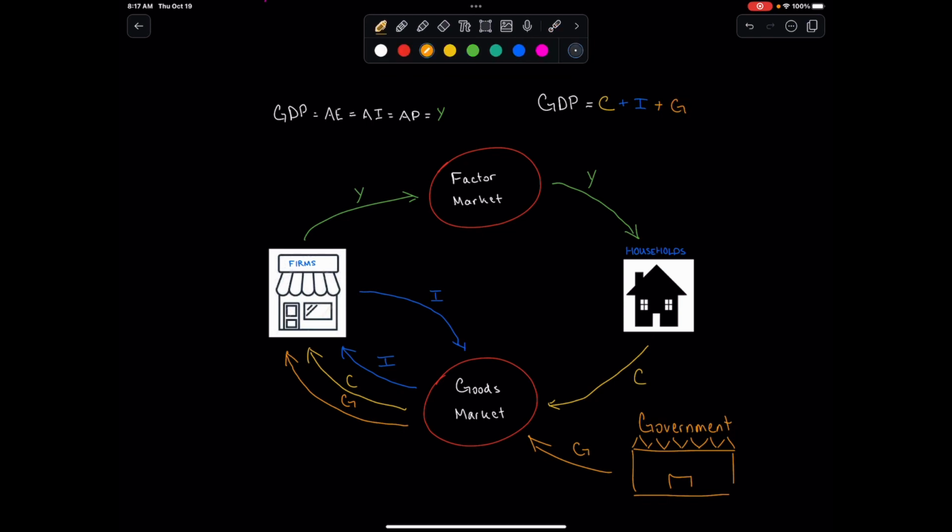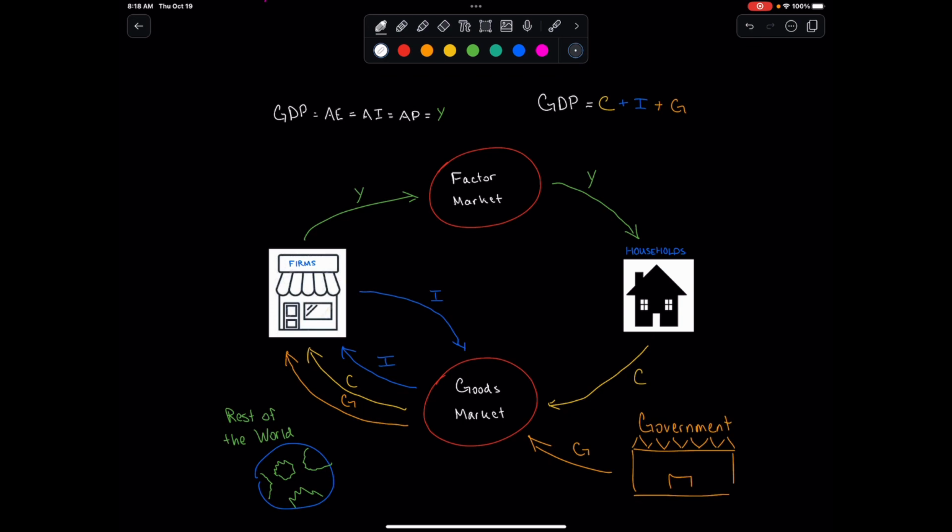Wonderful. The last thing we have to worry about is the rest of the world. So right around in this corner, we're going to draw a globe, very accurate, something like this. So this is the rest of the world. I'm going to write this in green. Rest of the world. So the rest of the world is going to do two things. They're going to import and they're going to export.